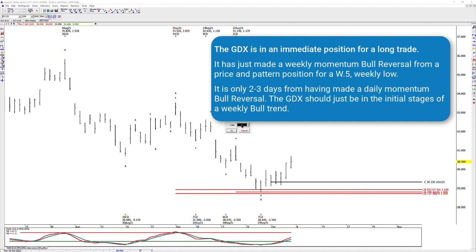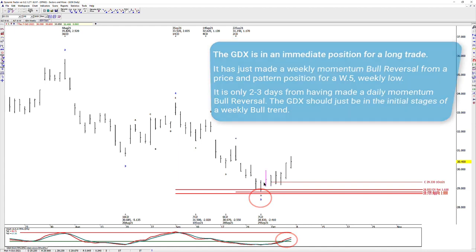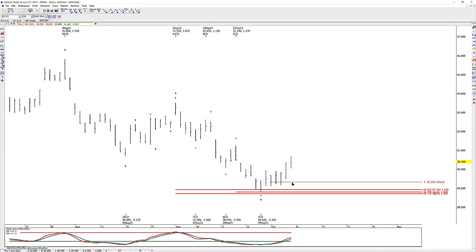And again, the rationale for doing that is we just made the weekly momentum bull reversal against a probable 5-wave impulse trend that was several months long. We just made a daily momentum bull reversal. It's just coming off the oversold zone. It ought to remain bullish and be in the overbought zone for some time. So I think this is an immediate position, particularly because we don't have to have our stop any further than below this congestion area. We don't have to have it back here.